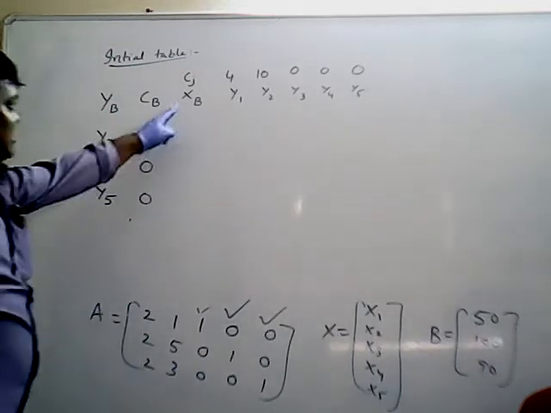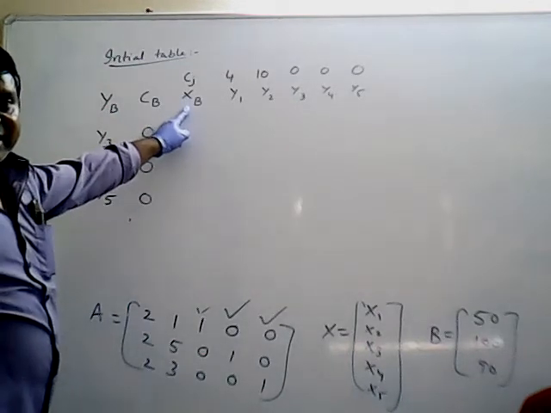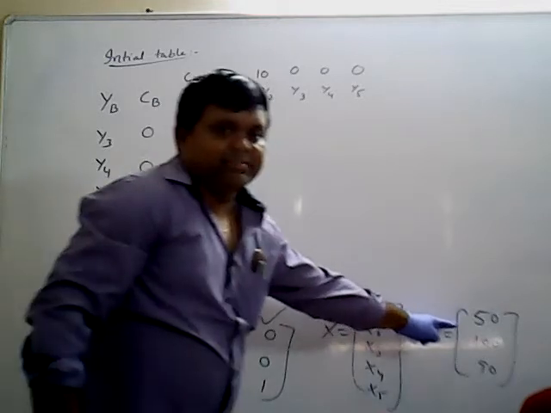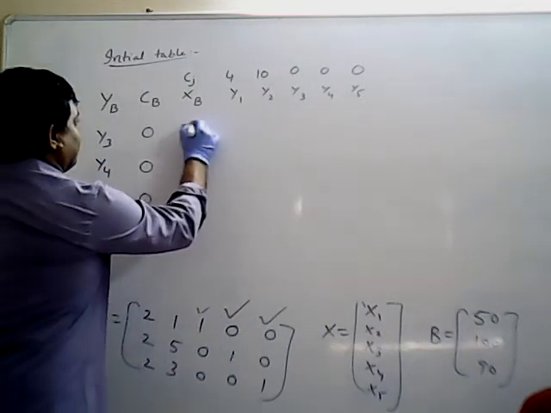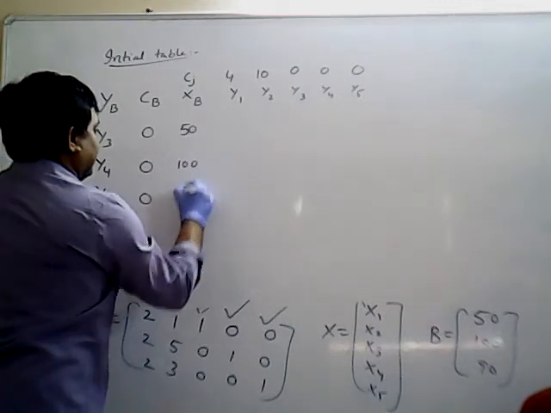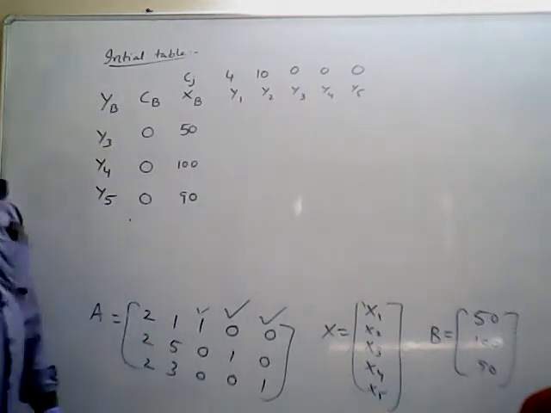Next, XB means I have told B matrices. What is your B matrices? This is the B matrices. 50, 100, 90. That should be copied as it is.